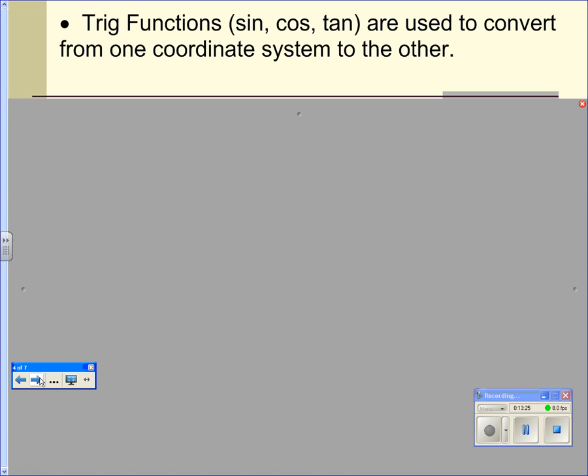So your trig functions are going to be used to convert from one to the other. Sine, cosine, tangent to convert from polar to rectangular and from rectangular to polar.